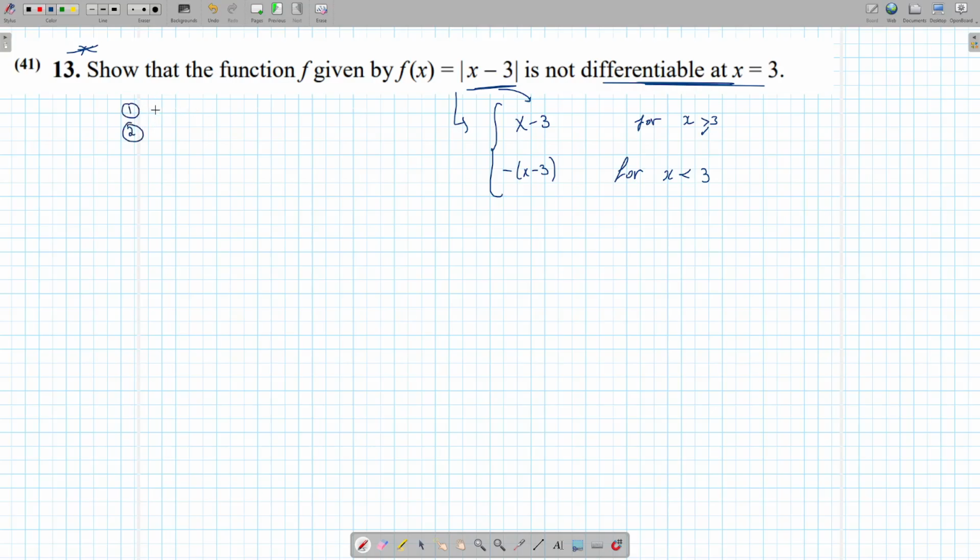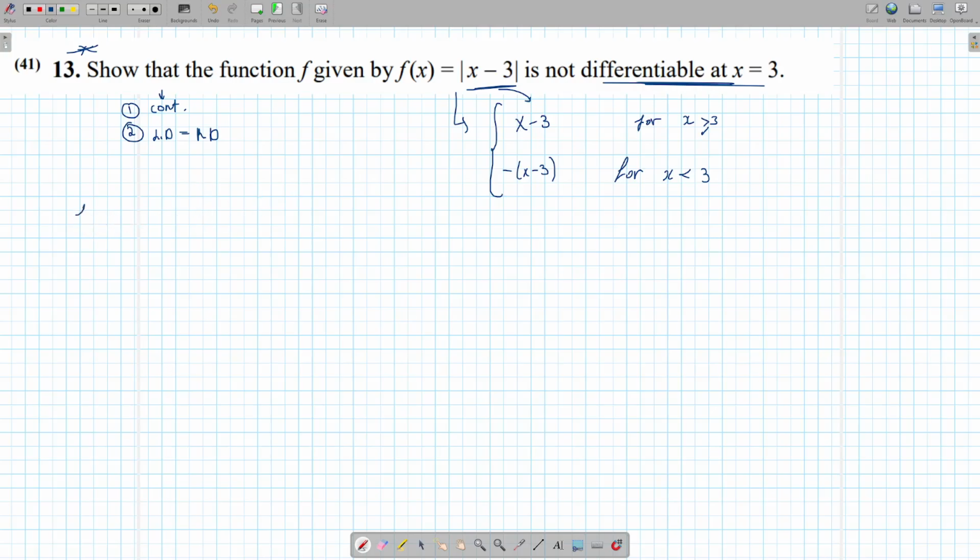two things. First, for it to be differentiable, it has to be continuous. If it's continuous, then the left derivative has to be equal to the right derivative. So the first thing you have to check is whether it's continuous. If you check and you see that it's not continuous, finish there. Don't continue. So let's check here. Is it continuous? Let's see.